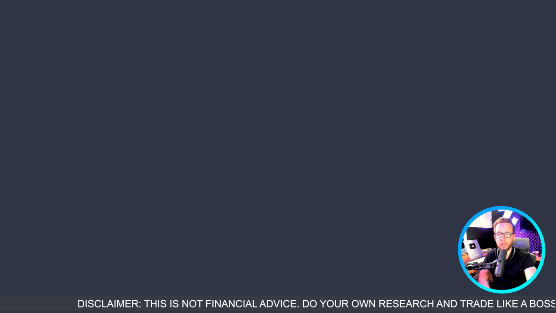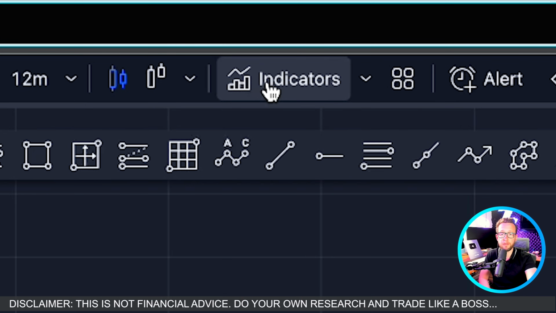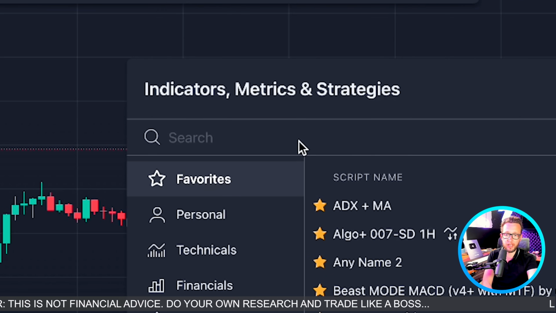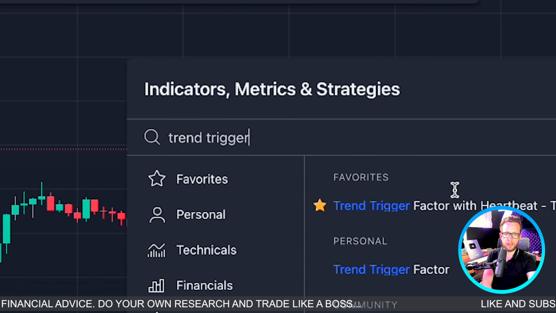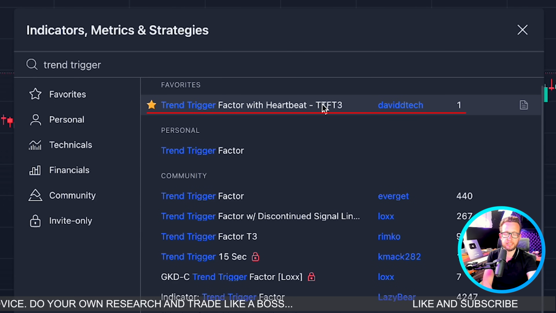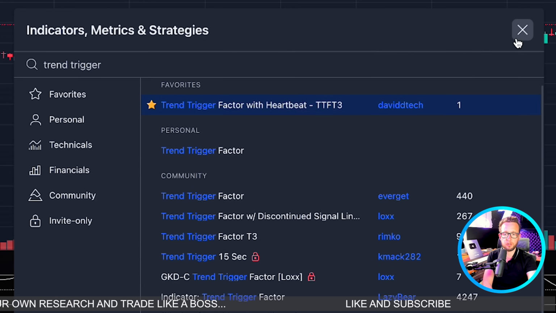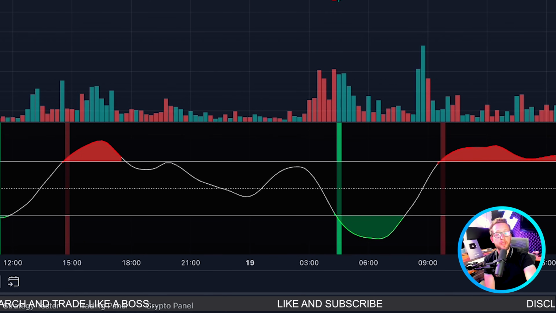If we go back over to TradingView, we can click favorites and write Trend Trigger Factor with Heartbeat by David Tech. Is this indicator just here? We're going to add it to our chart. And boom, there you have it.